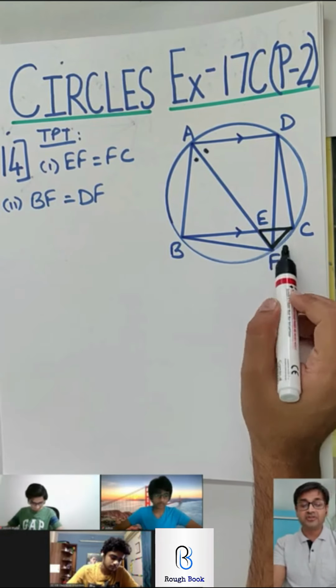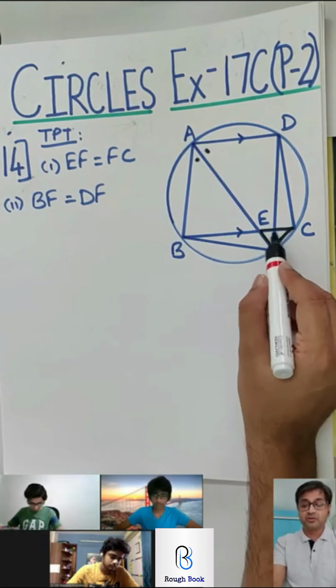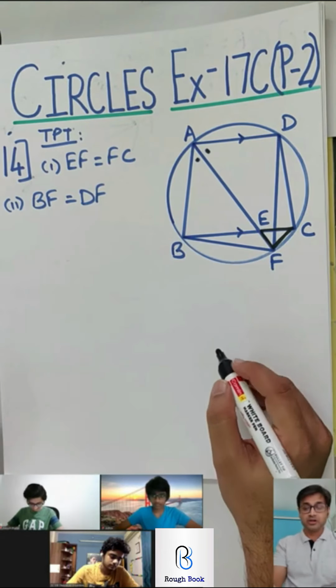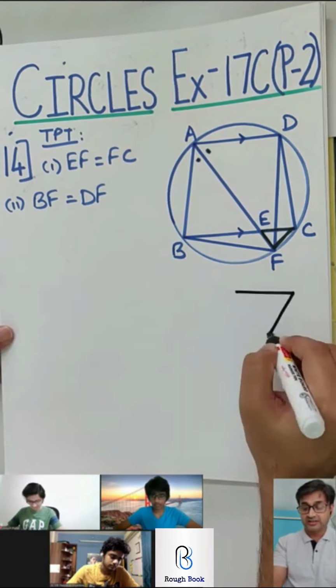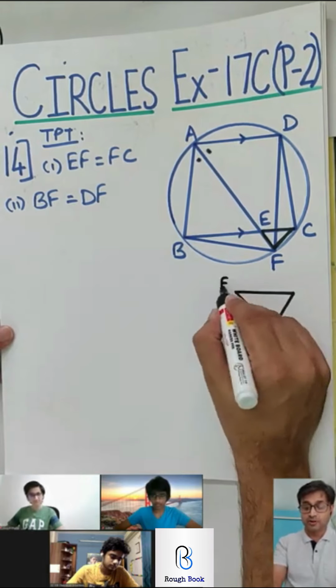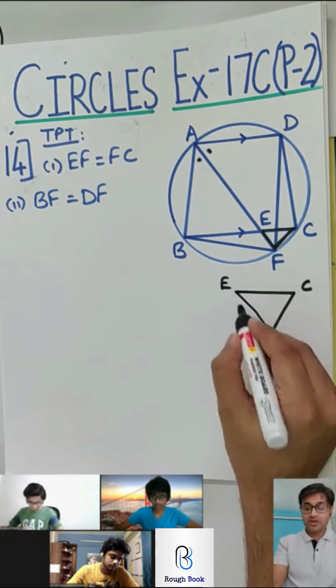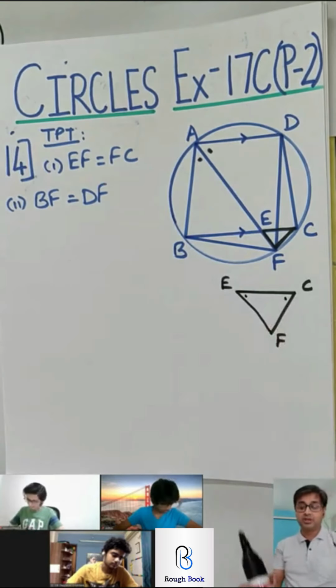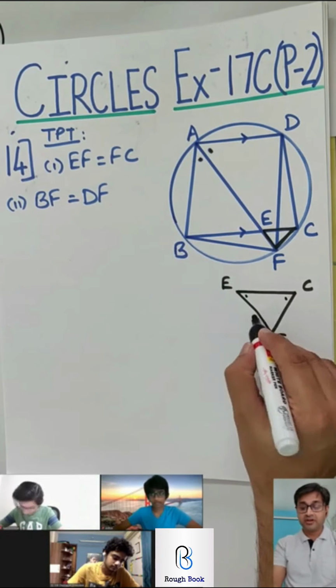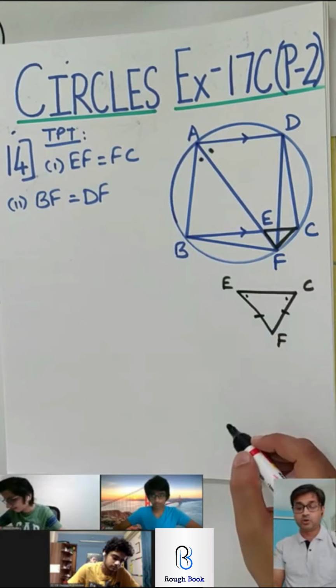So if you want to prove EF is equal to FC, that means you'll have to prove the two base angles equal. So we'll just magnify this triangle slightly. You guys also can do it on your paper. EFC. So we want the two base angles to be equal. That's what our target is. If we can do that, then EF will be equal to FC.